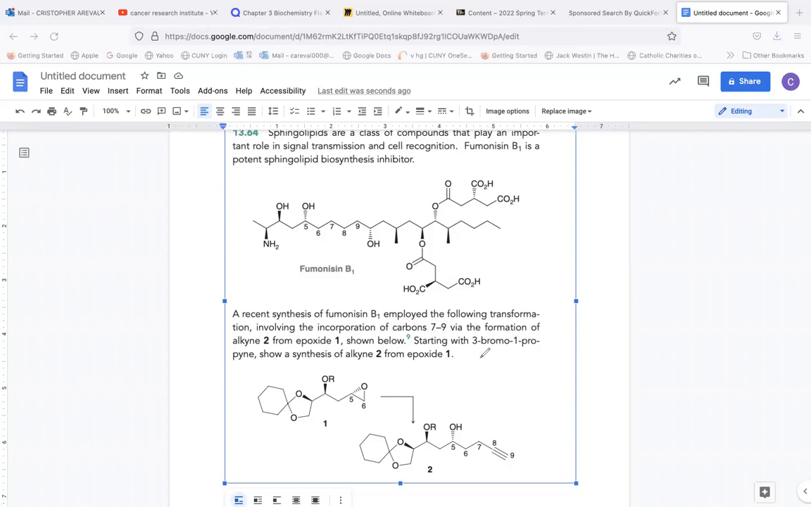Forget about all the words or whatever. It says starting with this 3-bromo-1-propyne. Hopefully you guys remember this naming, because it's important to know that a little bit at least.